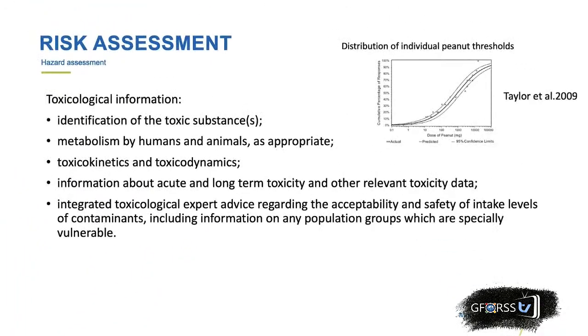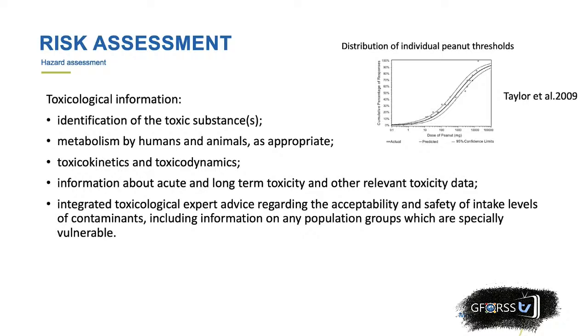The hazard characterization process requires the knowledge about a specific hazard, including the identification of the toxic substance. It can be done for a group of molecules like dioxins or aflatoxins as a whole, for example. It also requires the knowledge about the metabolism by humans and animals as may be appropriate. Sometimes the culprit molecule becomes toxic only after certain modifications, as after, for example, a process of metabolization.